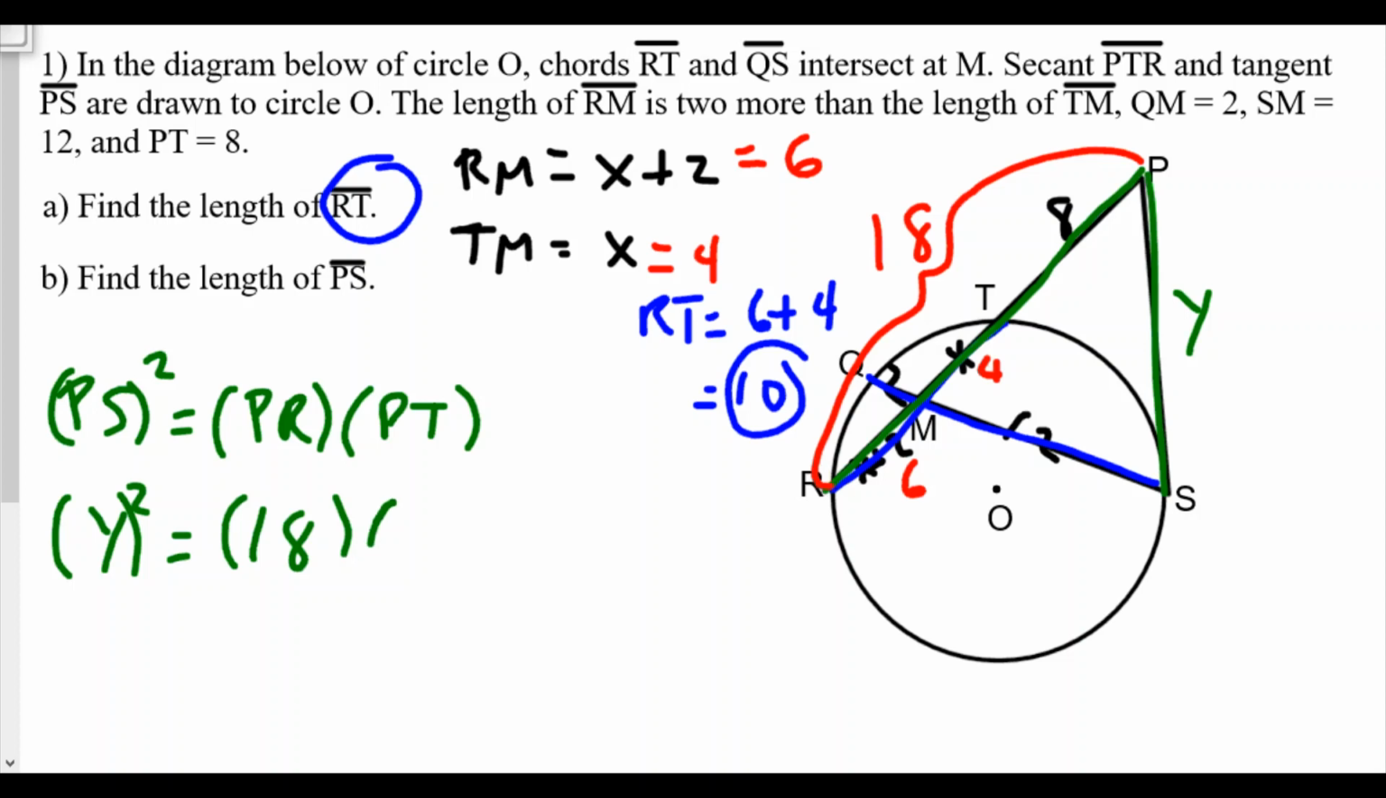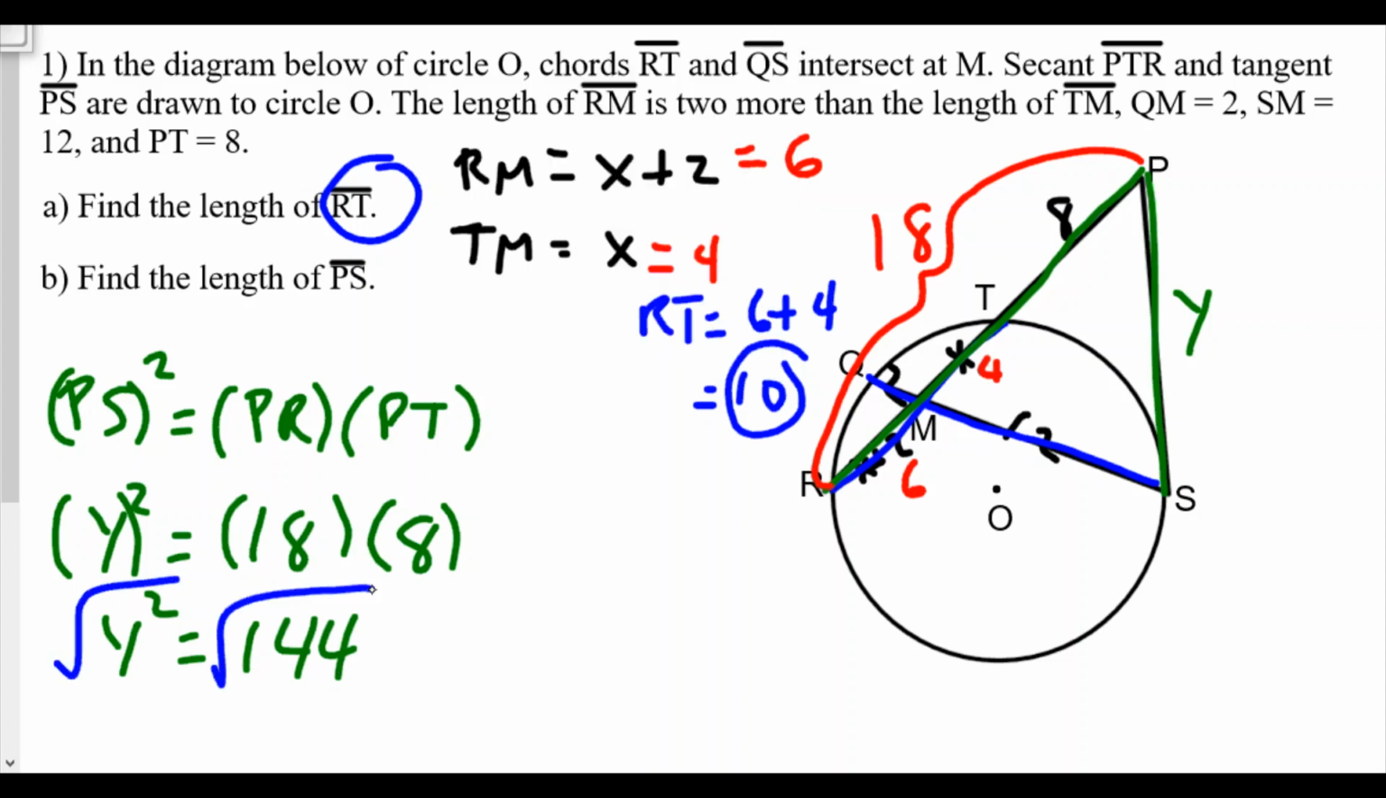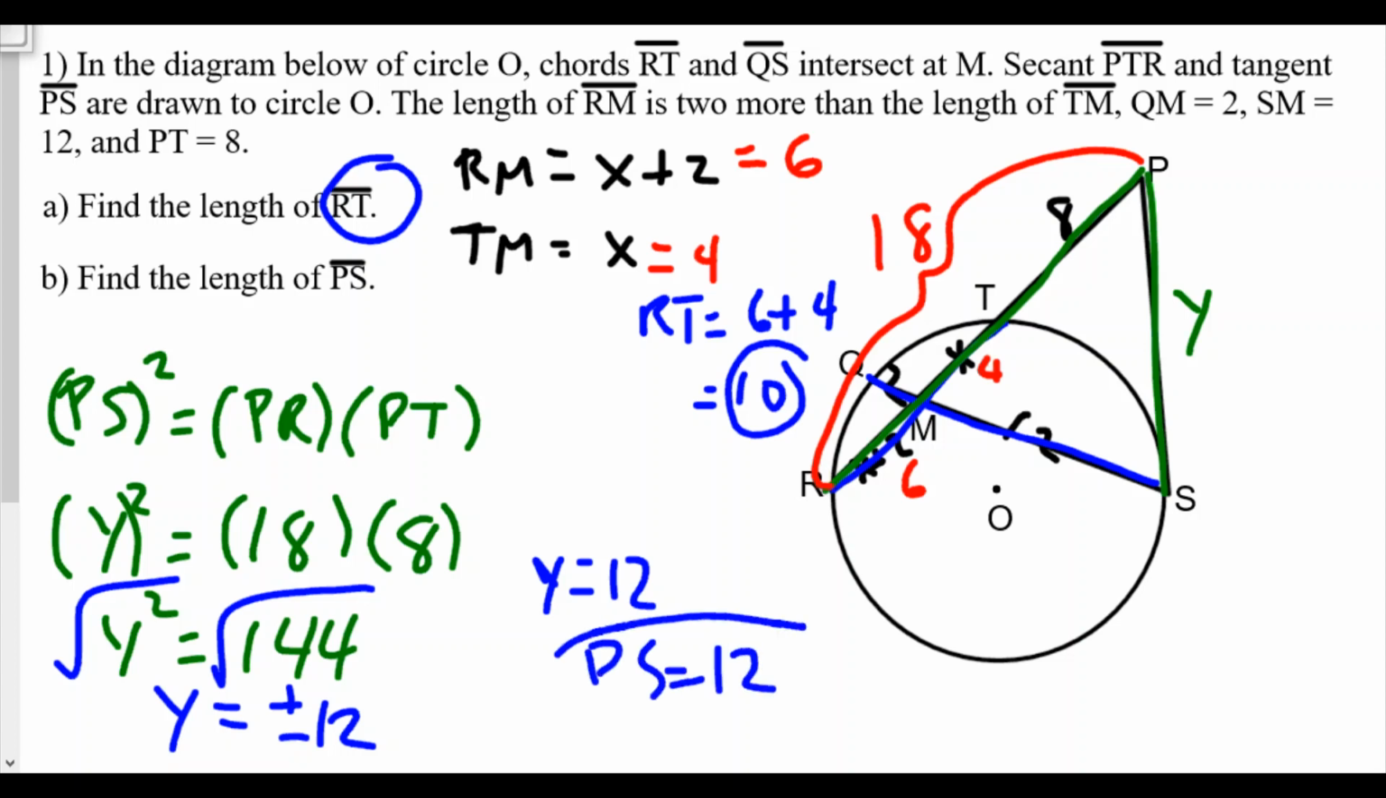And PT is 8. So we're going to have in this case Y squared is equal to 18 times 8, which is going to be 144. We're going to take the square root of both sides. And so we're going to get Y is equal to plus or minus 12. But again, measurement's always positive. Therefore, Y is equal to 12, or our answer will be PS is equal to 12.